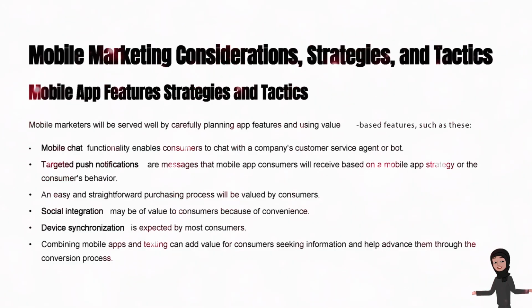Social integration can make sharing or logging in easier, while device synchronization allows users to move smoothly across devices. Combining mobile apps with texting can also support consumers who need information or reminders. The key is that features should not be added just for the sake of having more features. They should help consumers act, solve problems, or move closer to conversion.